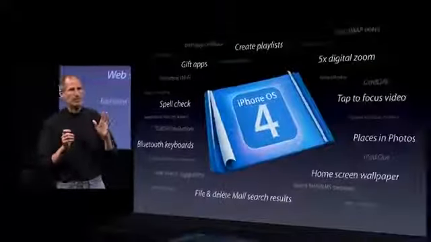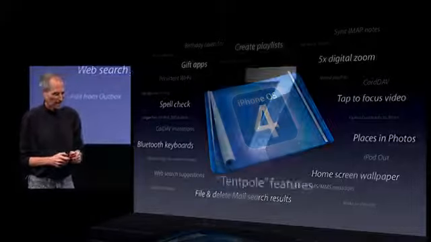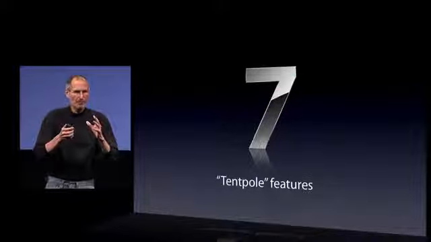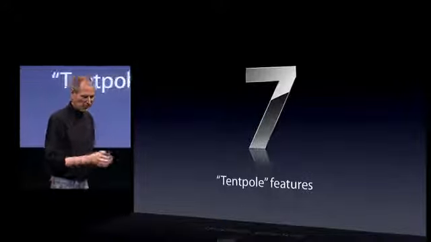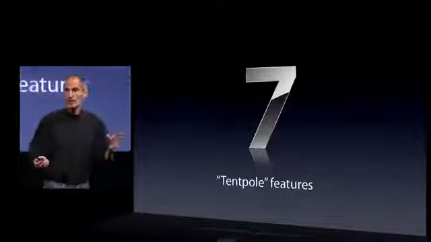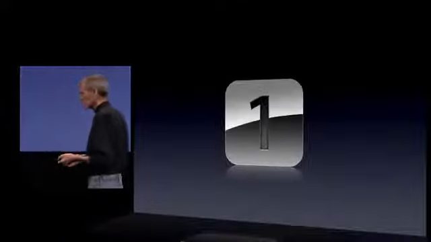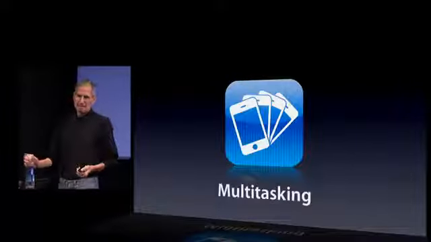So again, these are just a few of the end user features, over 100 of them in iPhone OS 4. Now, of those, we're going to talk about 7 today. We call them tentpole features. We don't have time to talk about all 100, but we're going to talk about 7 of them today. So let's get into it. Let's start off with the first one, which is probably going to be the biggest one, and that is multitasking.